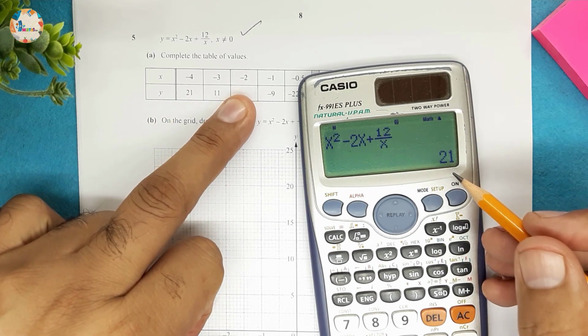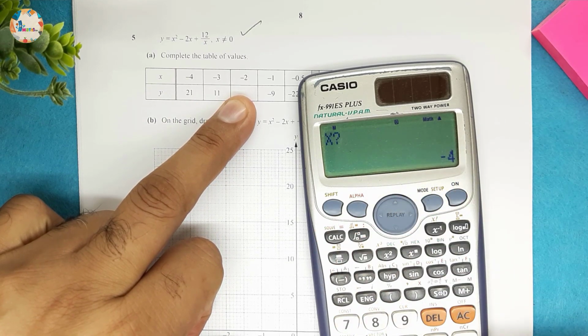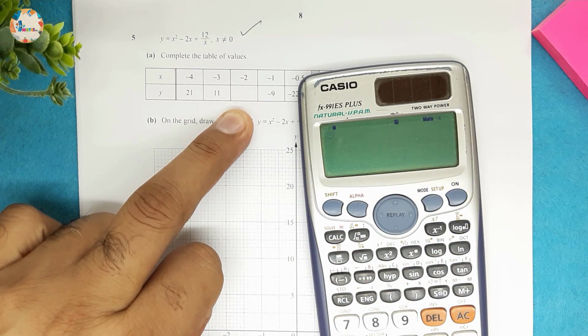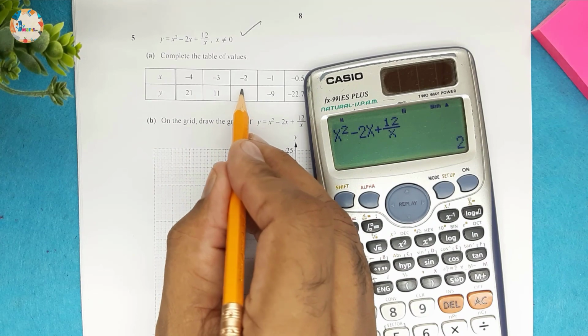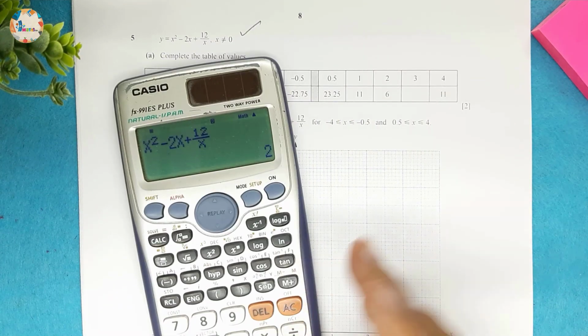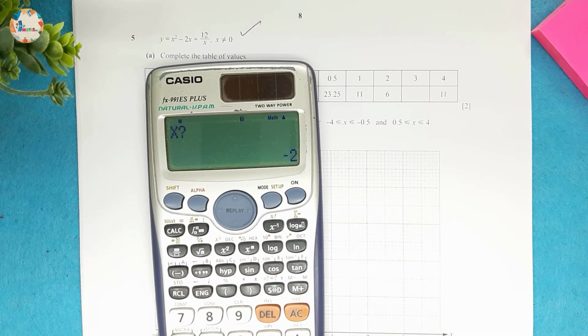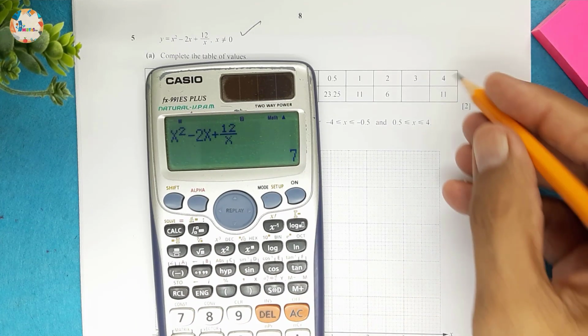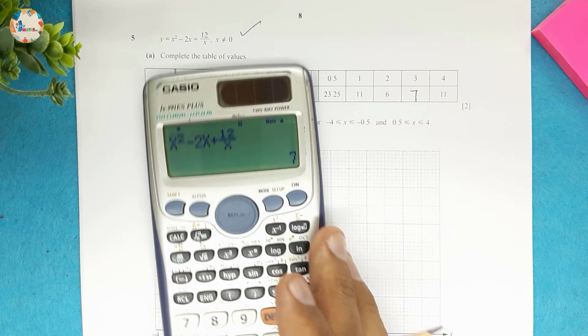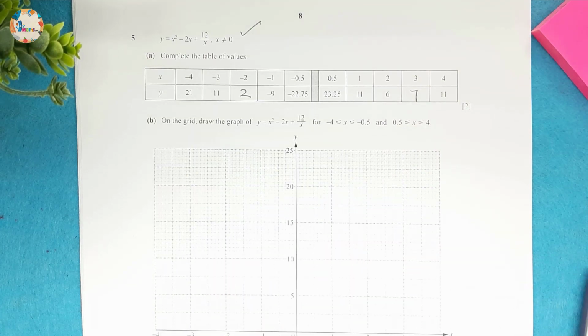Now we can check for minus 2. So calculate for minus 2. This will give us an answer of 2. So our value over here will be 2. Now we can calculate for x is equal to 3. This will result in 7. So this value is 7. So the table of values we have completed.